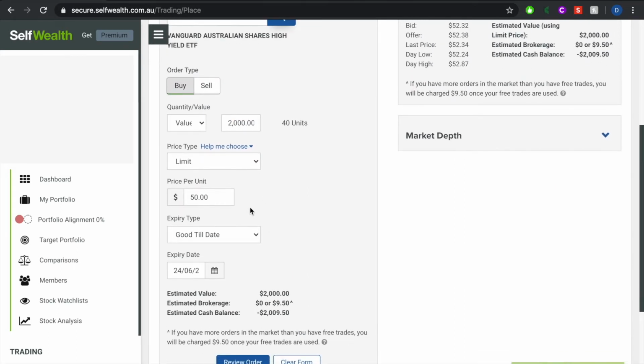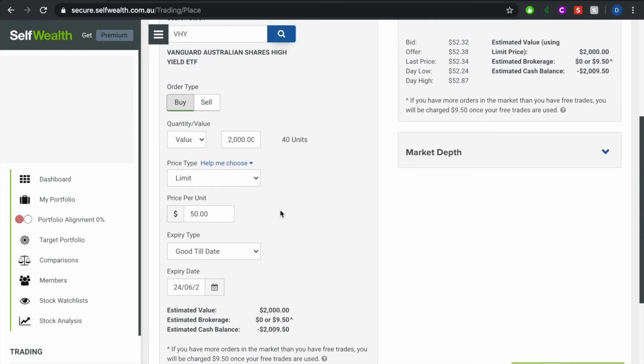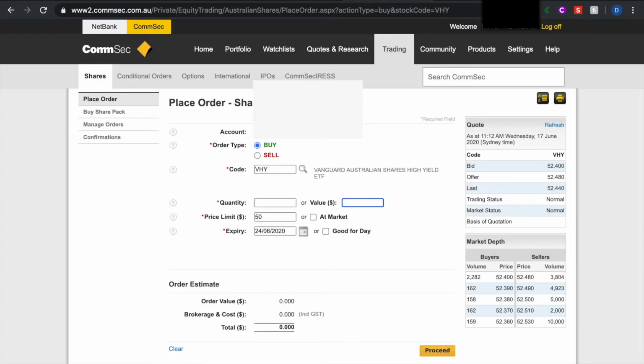In SelfWealth, they charge a flat fee of $9.50. It doesn't matter if it's $500 or $2,000. If I put in $500 right now, it's still $9.50. If I put in $1,000, it's still $9.50. If I put in, say, $10,000, it's still $9.50. COMMSEC has a tiered fee structure. For example, if I were to purchase $1,000 worth of stock, anything below $1,000, they charge $10.